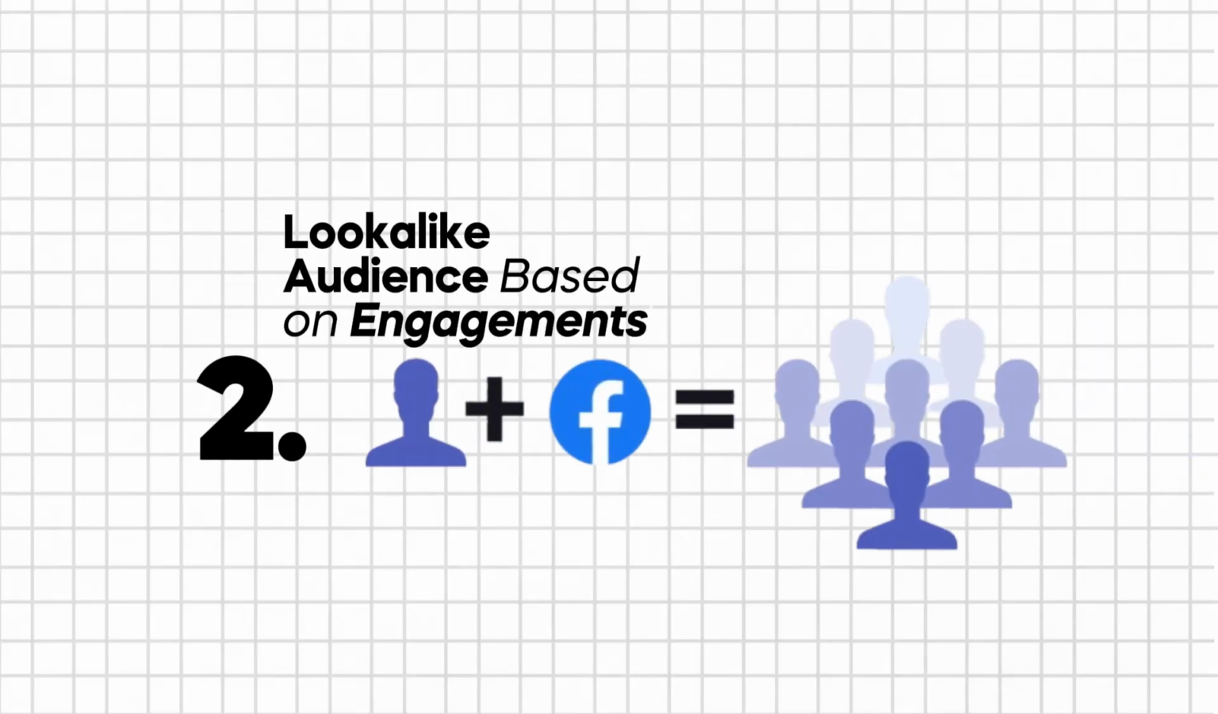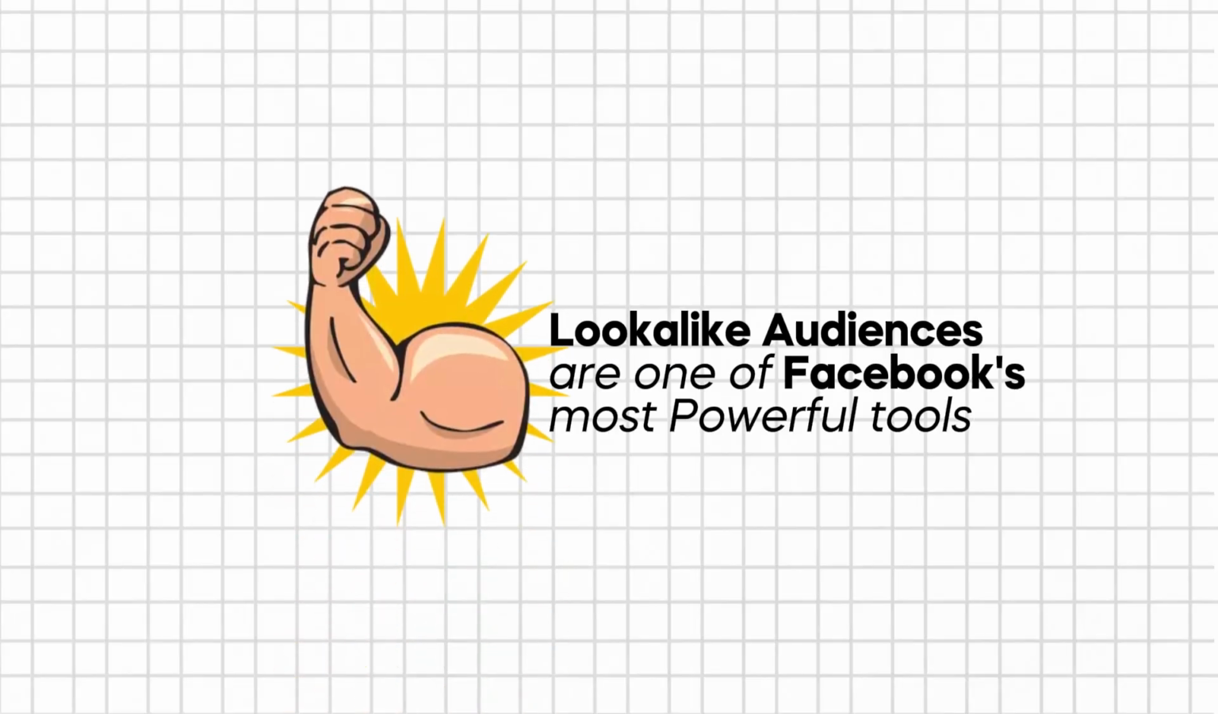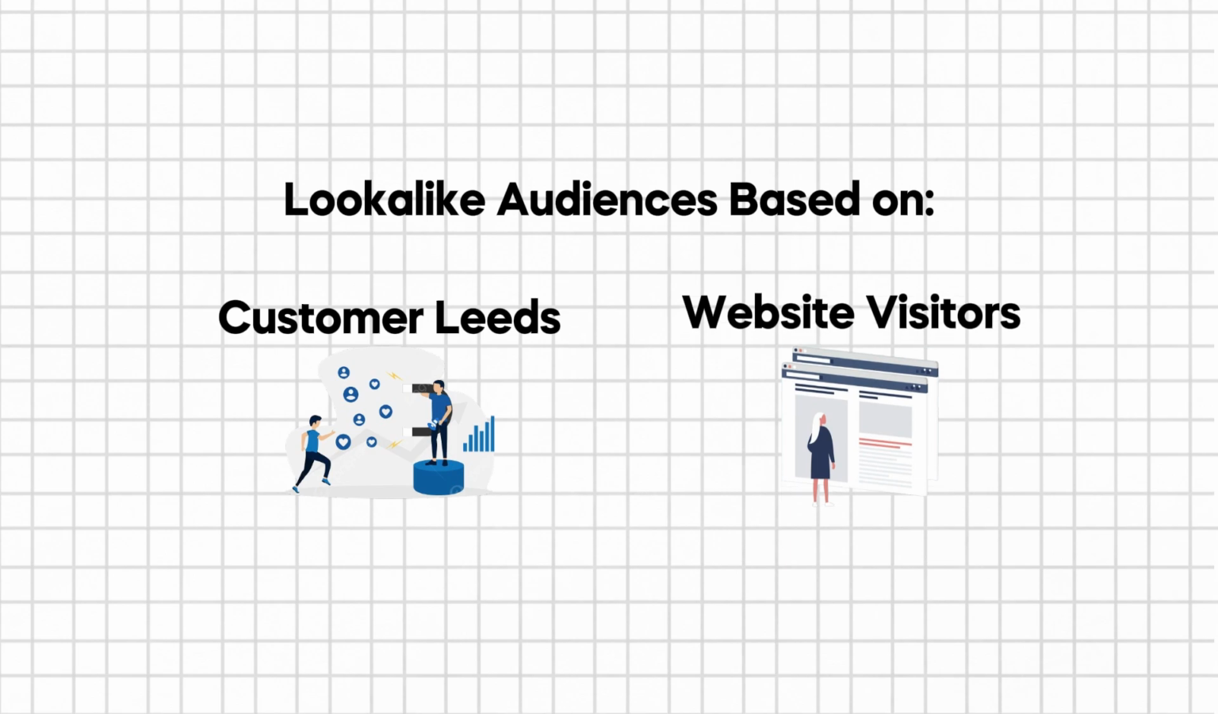Now, the second feature that I think you need to start leveraging now is called Lookalike Audience based on engagement. Now, understand I said Lookalike Audience based on engagement. Lookalike Audiences are one of Facebook's most powerful tools. You've already used them. I mean, I'm sure. But most likely you use them only based on customer list and website visitor. You do not use them or create them based on people who engage with your content. This is a total game changer.